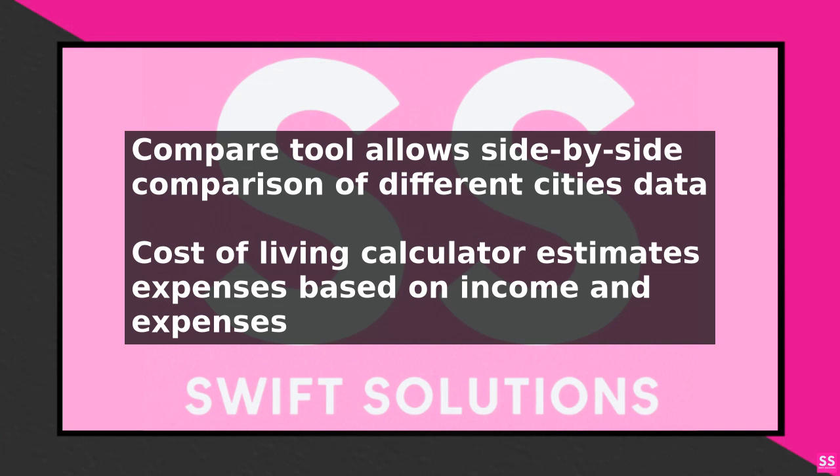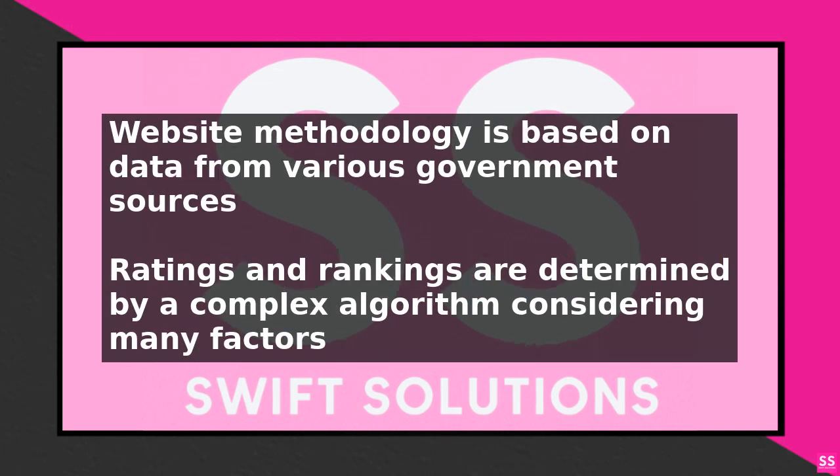When navigating Best Places, it is also important to consider the website's methodology, which is based on data from a variety of sources, including the U.S. Census Bureau, the Bureau of Labor Statistics, and the Federal Bureau of Investigation. The website's ratings and rankings are determined by a complex algorithm that takes into account a wide range of factors, including the city's economy, education system, and healthcare options.